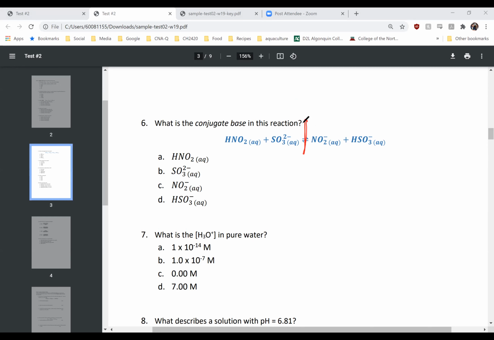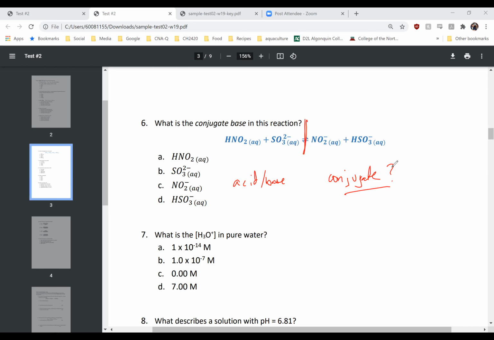I'm splitting the left and the right. The left side is going to be my acid and base, and the right side is going to be my pairs, my conjugates. I'm not going to label them acid or base yet, but the chemicals on the left are my acid and base. The chemicals on my right are my conjugate or partner acid and base.